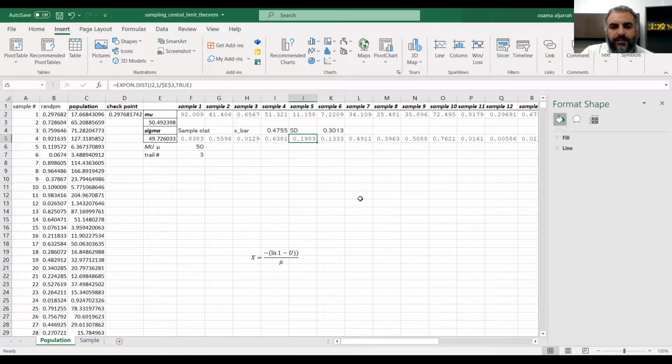So we want to sample from a population that follows an exponential distribution with mu equals 50. The exponential distribution measures the time between arrivals. So for example, if you have a car shop, it will tell you that the time between the first car and the next car will be, let's say, for the sake of this problem, 50 minutes.